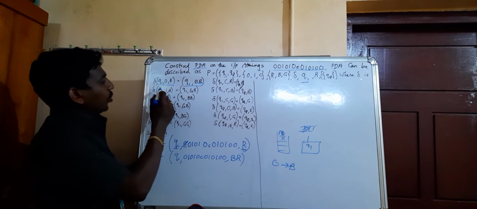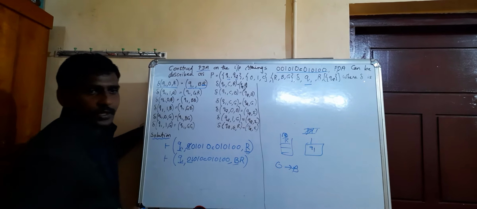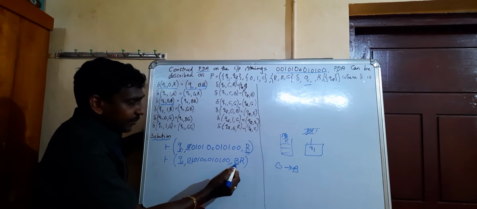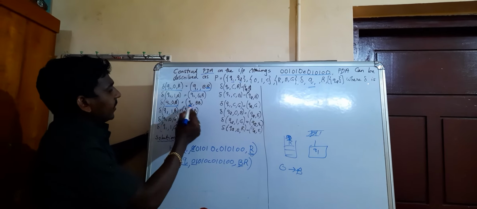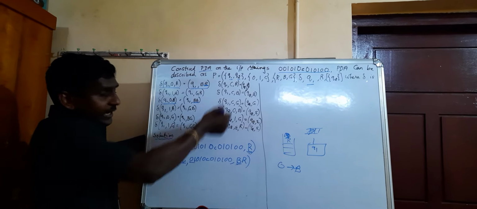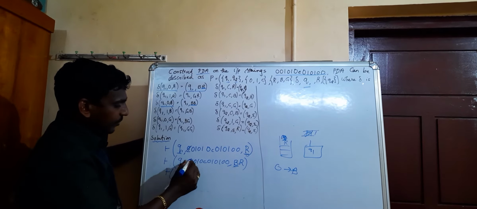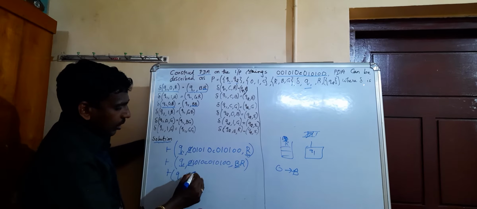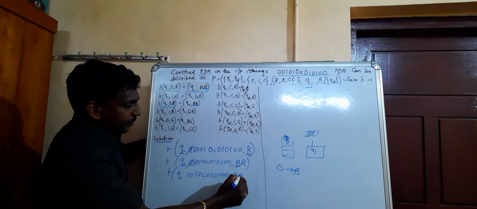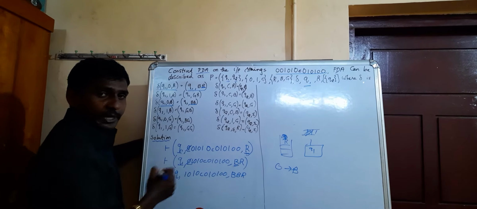Q1, 0, R gives Q1, BR. Now Q1, 0, B. Inside the stack B is there, like BR, and this 0 is pushed into the stack. Because B is already there, the 0 is pushed again, and it becomes BB. So Q1, the remaining input 1 0 1 0 C 0 1 0 1 0 0, and BBR, because the 0 popped from the input is pushed into the stack, converted into B.